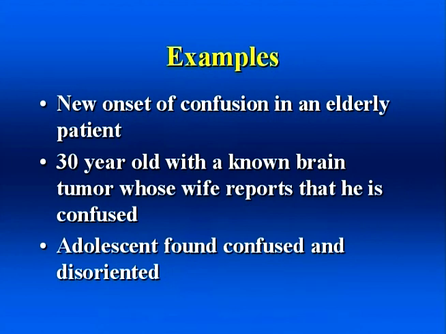Let's talk about those. New onset of confusion in the elderly patient: the family reports that this 86-year-old female is usually awake, alert, and oriented. She took a nap and now woke up confused. A 30-year-old with a known brain tumor whose wife reports that today he is confused. Or the adolescent who was found confused and disoriented.